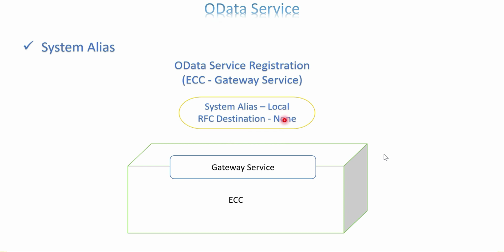Okay. So if you get into the proper place to display and view the live system alias details, then you're able to see these two: what is the name and what is the RFC destination as well. Okay.